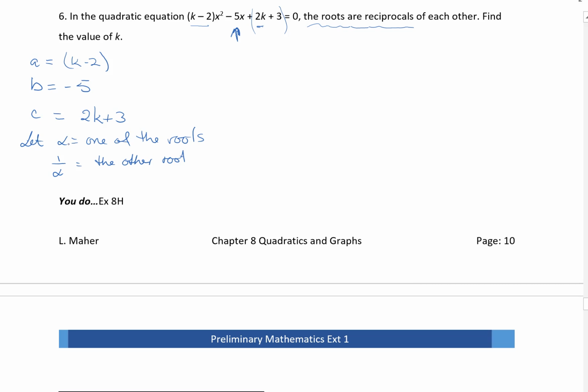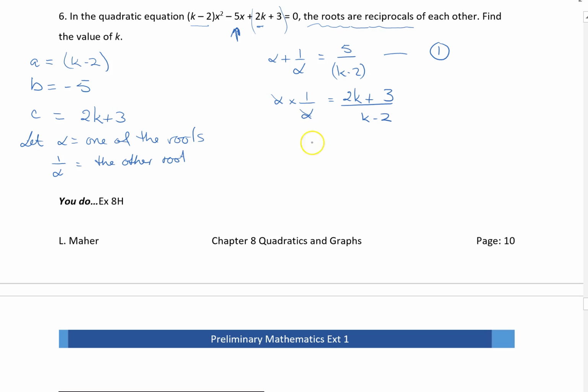So what do we know? We know that the sum of the roots, so alpha plus 1 on alpha, is minus b on a, so that's 5 on k minus 2. Now that's looking quite complicated. Let me see what the second equation, which is going to be the product of the roots, and that's going to be really nice, is equal to c on a, which is 2k plus 3 over k minus 2. C on A.